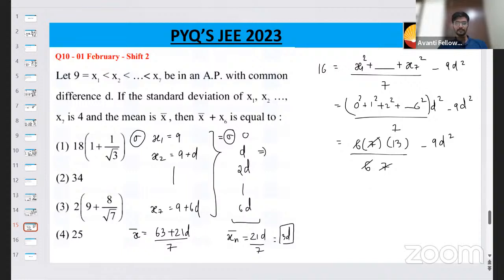Did I make a mistake? 13d square minus 9d square, 4d square. So d square is 4, which implies d is plus or minus 2. Correct?